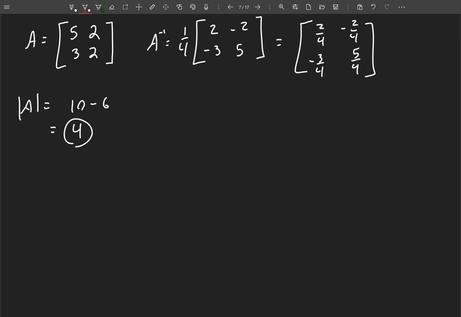And I'm going to reduce that. To reduce that, 2 over 4 is just 1/2. Negative 2/4 is negative 1/2. And then this can't be reduced anymore. And this can't be reduced anymore. So this is my inverse.